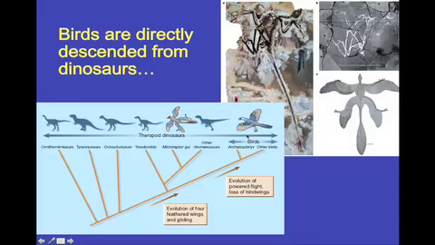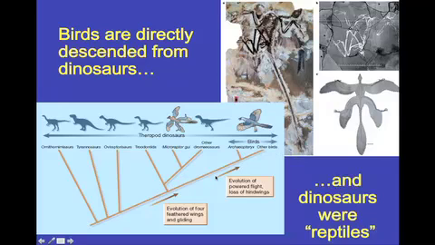Okay? I showed you a fossil of Archaeopteryx last week. It's got feathers, but it's got teeth. Okay? Now, the earliest birds were even weirder compared to today because they had four feathered wings. They had feathers on their back legs, not just their forearms. Okay? They had teeth. They were dinosaurs, but they had feathers. Modern birds derive from dinosaurs. Okay? No doubt dinosaurs were reptiles.